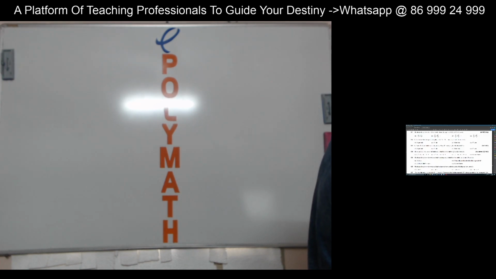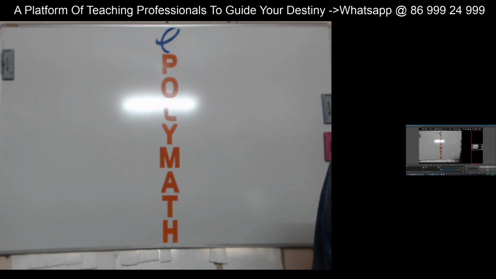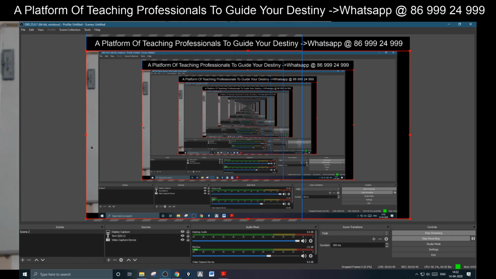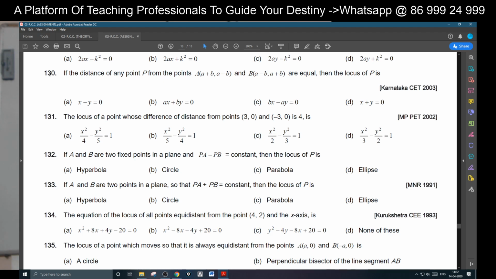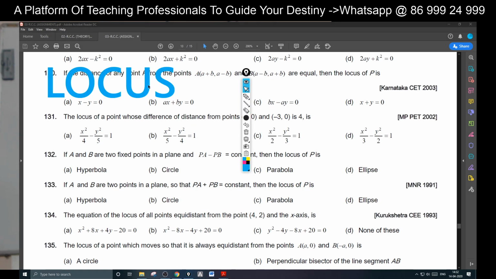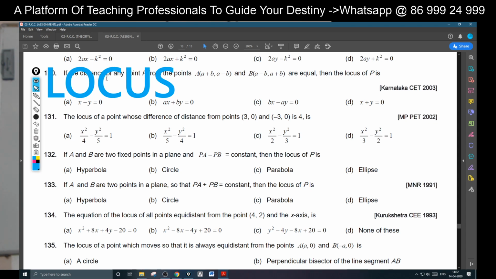We did up to this problem. Yesterday the problem we did is: the distances of any point P from the points (A plus B, A minus B) and (A minus B, A plus B) are equal, find the locus of P. We have derived it yesterday. And let us move on to the next problem here.